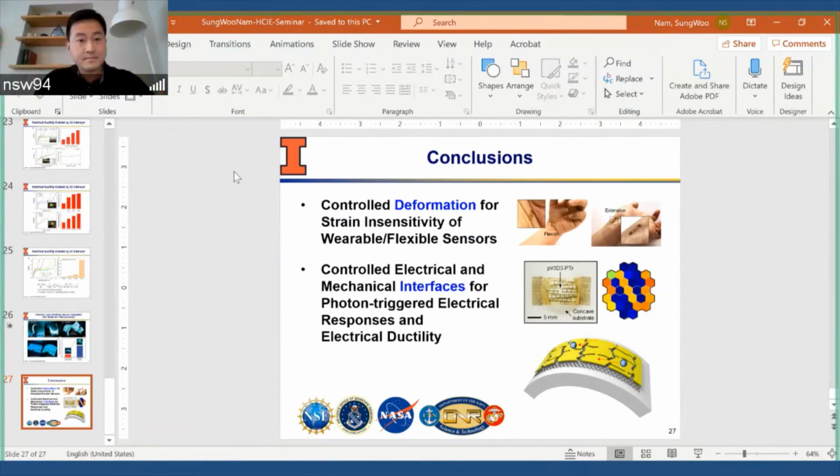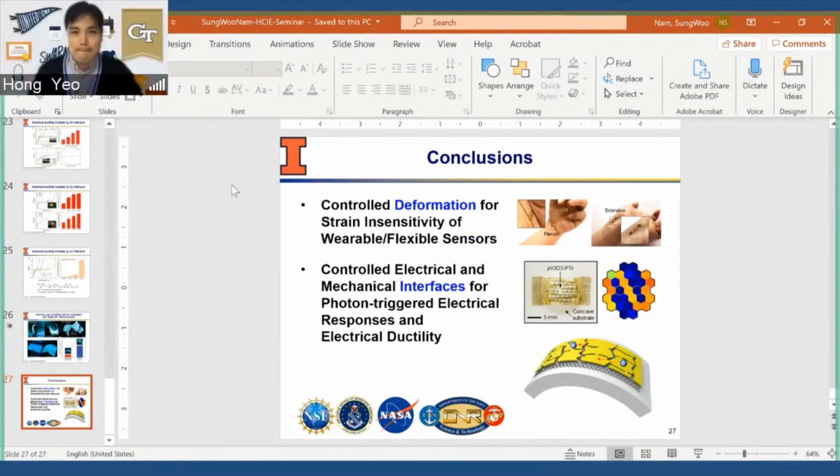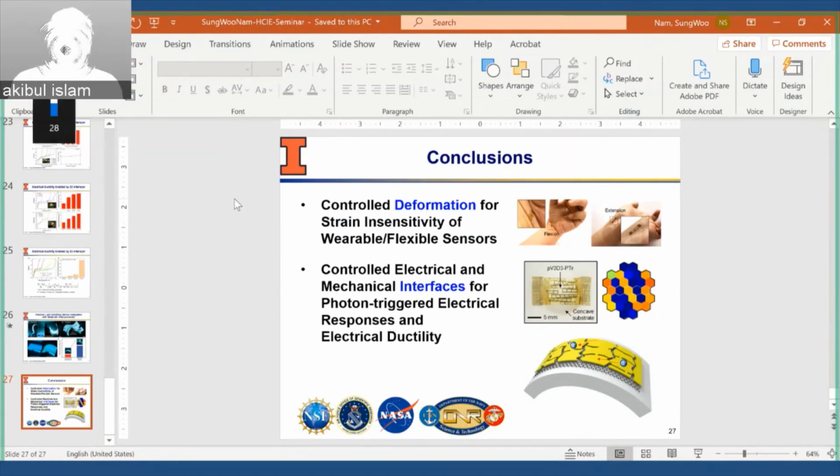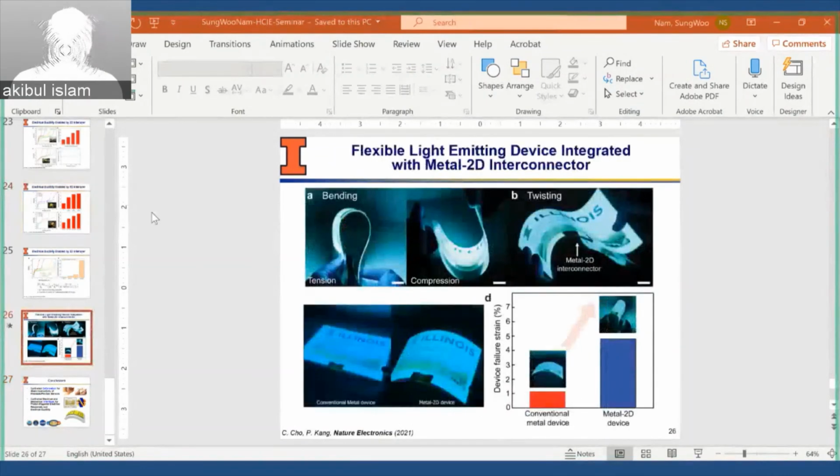I have a question, Professor. Go ahead. Hello, Professor Nam. Thank you so much for this very interesting talk. It's quite fascinating. I have a question: you're using 2D materials such as graphene for the interface for the device. Graphene is conductive. Why don't you use any insulating materials? Because since graphene is conductive, it might interfere with your device, right? I'm not sure. It might be a very stupid question. Sorry about that.